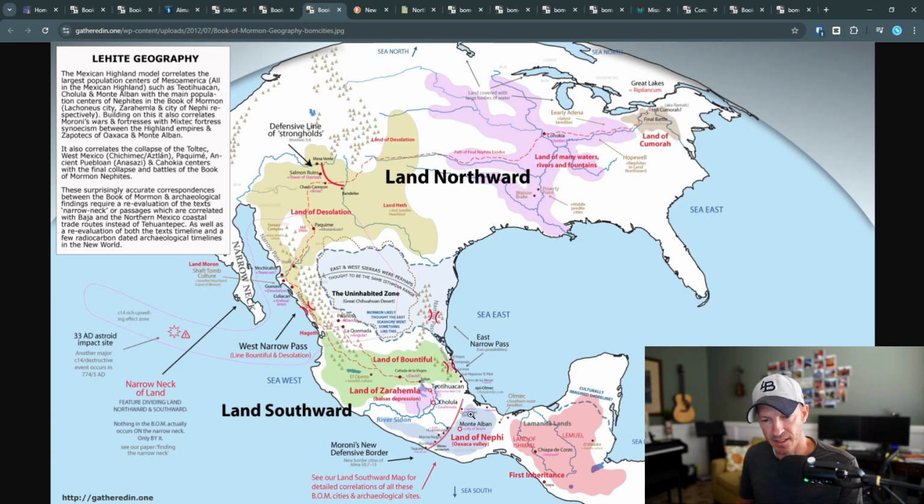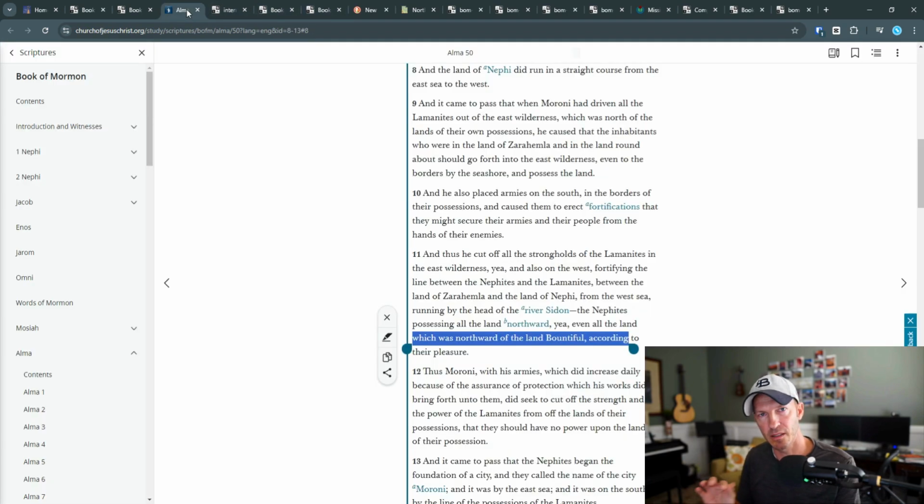But we can see the land of Nephi. The Nephites went all the way up and around on the east and on the west, right? And so he kicks them out and makes a straight line. Okay, let's read a little bit further and then let's go to other people's models, because some things work and some things don't.